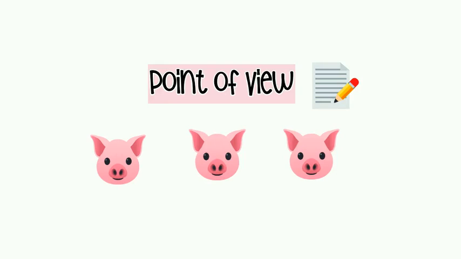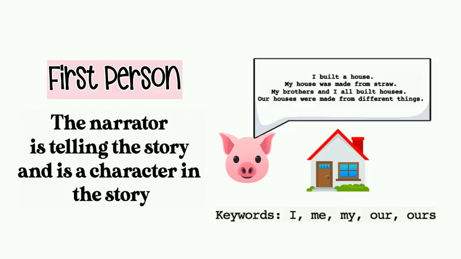So today we're going to review the three main types of point of view. First person point of view. The narrator is telling the story and is a character in the story.